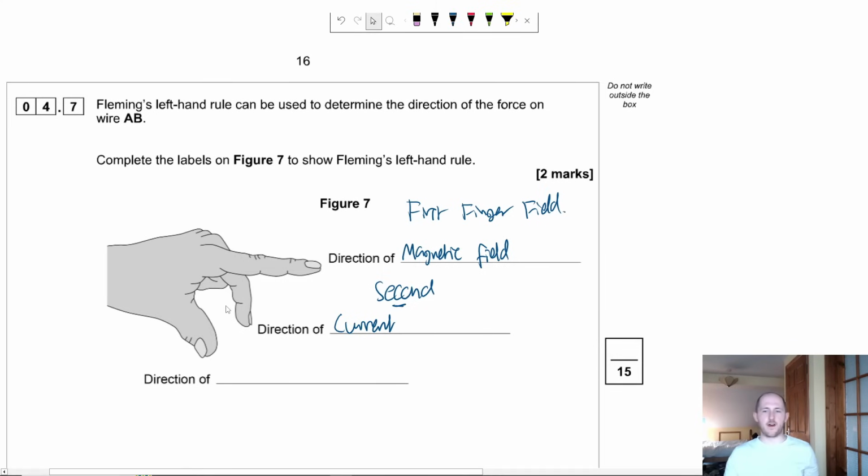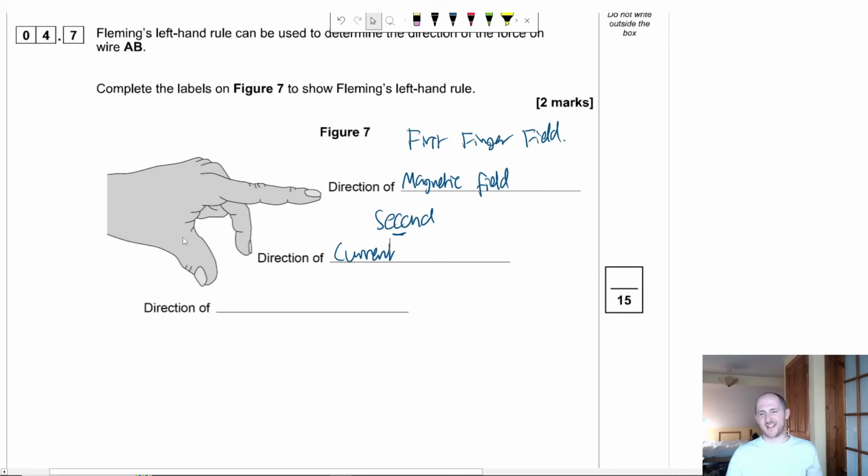Now, what about the thumb? This one isn't going to make much sense to you guys. It might do to a few people who've been taught by physics teachers like my physics teachers. But the thumb is TH, right? If you underline that, that stands for thrust, which is the same as force.